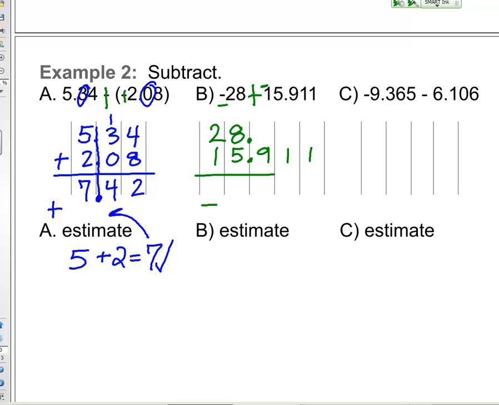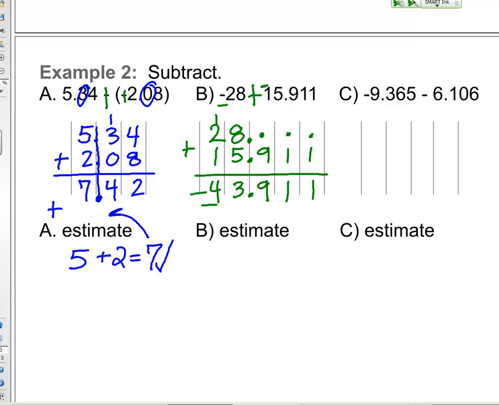We'll get our 0 placeholders, and we add 0 plus 1, 0 plus 1, 0 plus 9. Bring down the decimal point. 8 plus 5 is 13. Carry. And we end up with a negative 43 and 911 thousandths.